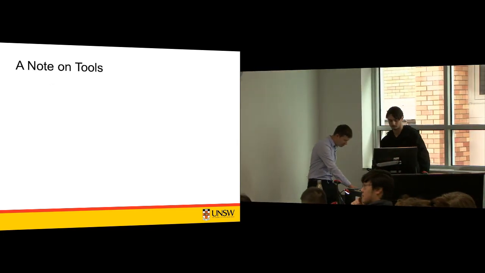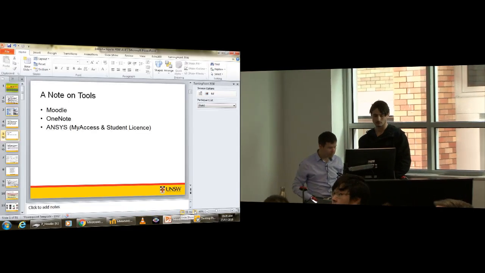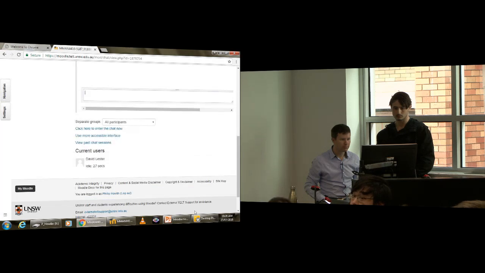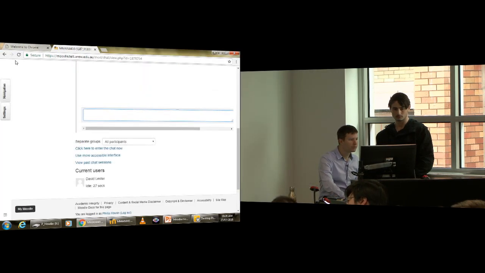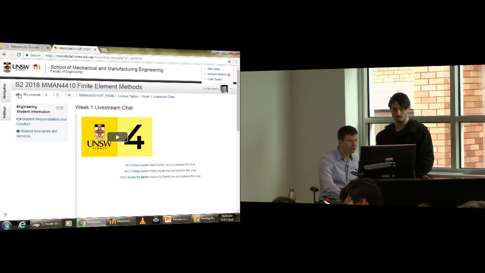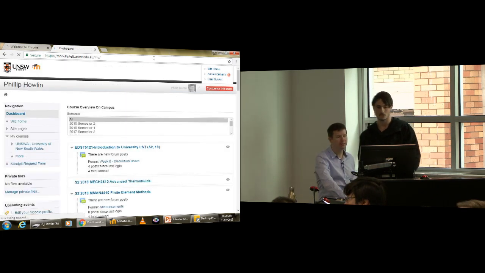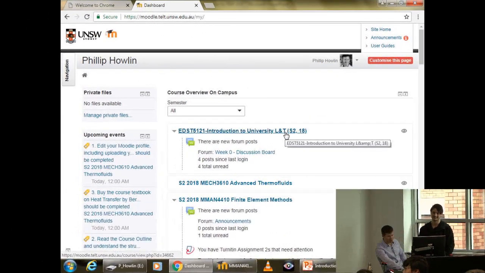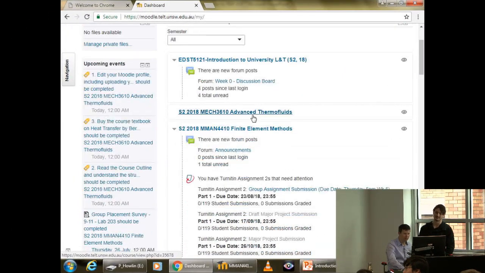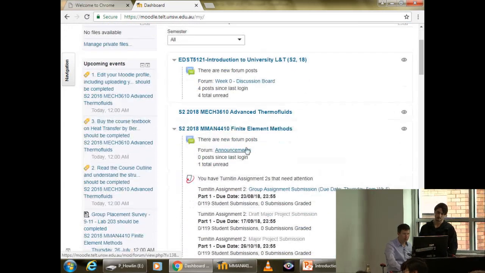Which keyboard do I need to use? This one. Oops. So I always Google UNSW Moodle. I search UNSW Moodle to get here. This is my page. I'm studying an introduction to university learning and teaching and convening advanced thermofluids and so forth, doing some other stuff.